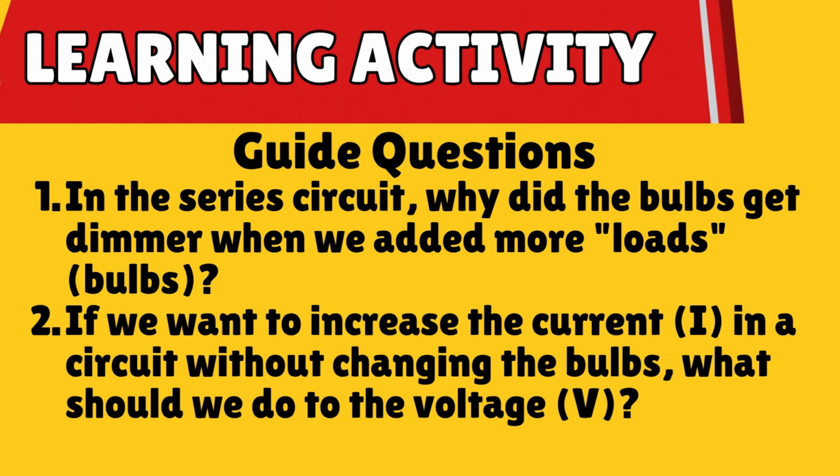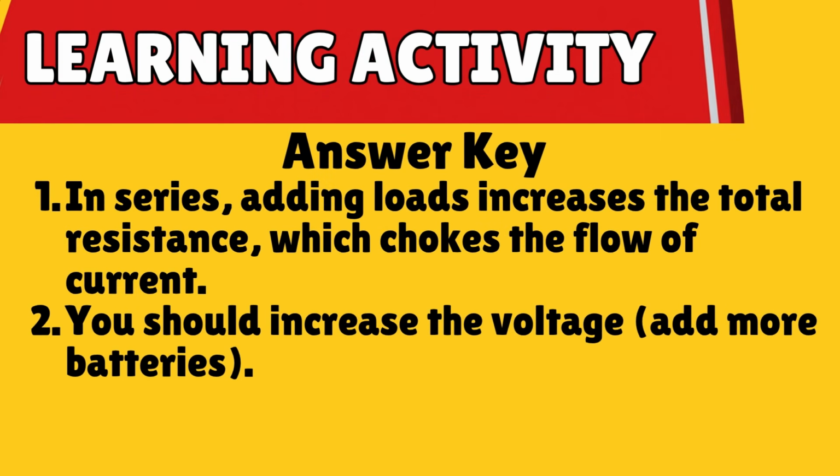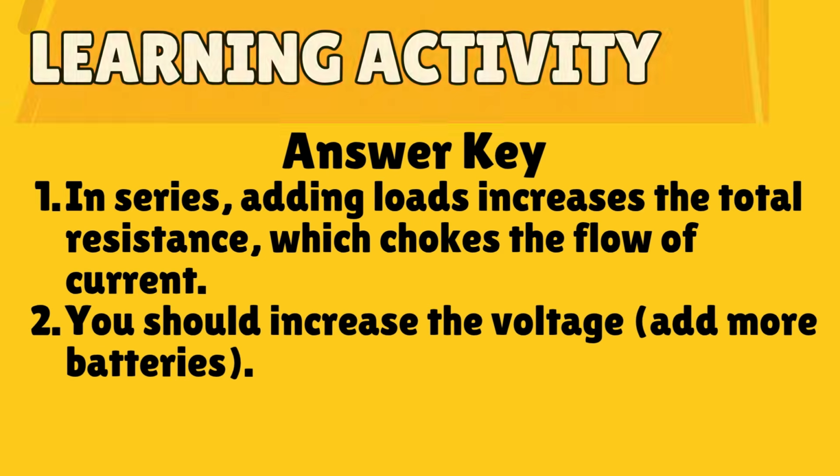So for guide questions, number 1, in the series circuit, why did the bulbs get dimmer when we added more loads or bulbs? And for question number 2, if we want to increase the current, symbol capital I, in a circuit without changing the bulbs, what should we do to the voltage? Our symbol is capital V. So for answer key number 1, in series, adding loads increases the total resistance, which chokes the flow of current. So meaning, if you add more load, it means that it will add resistance. So adding more resistance means lower current. And for number 2, you should increase the voltage or add more batteries.